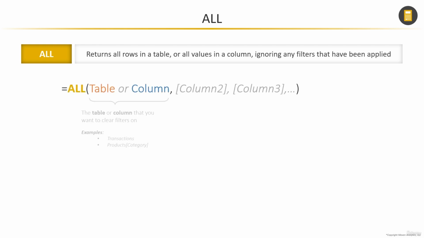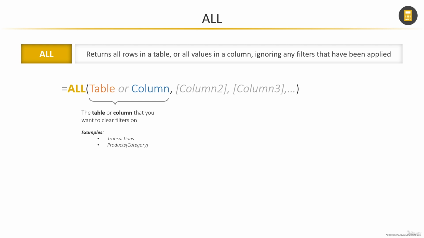The first argument of the function is either the table name or the column name that you want to clear filters on. Another way that I like to think about this is ALL is basically a remove filters function. So you could point to the entire sales or transactions table here, or specify a column like product category from your products table. And keep in mind here that ALL does not return a single number, it returns a table or a subset of a table. So you'll almost never use ALL by itself. Instead, you'll use it as a component of other functions, most commonly CALCULATE.